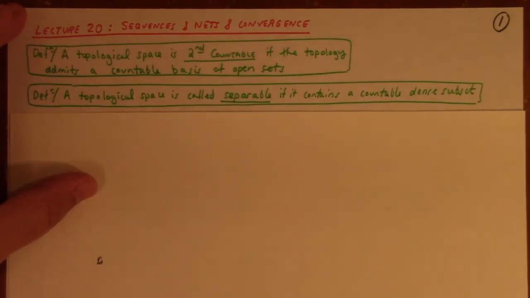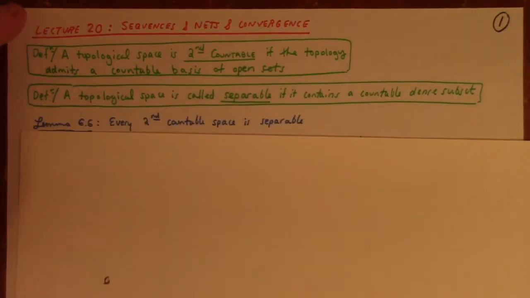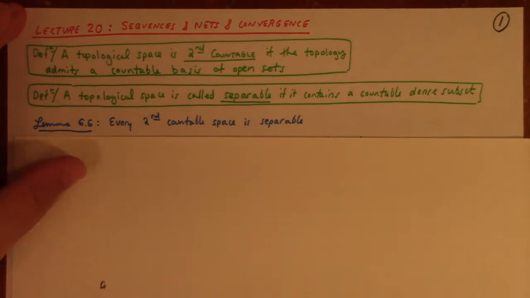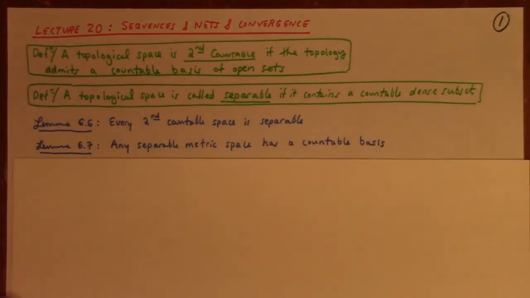A topological space is called separable if it contains a countable dense subset. The subset being dense means if you take the closure of that subset, you get the whole space. For example, the real numbers are separable because the rational numbers are countable and they're dense in the reals. Lemma: every second countable space is separable. Lemma 6.7: any separable metric space has a countable basis.